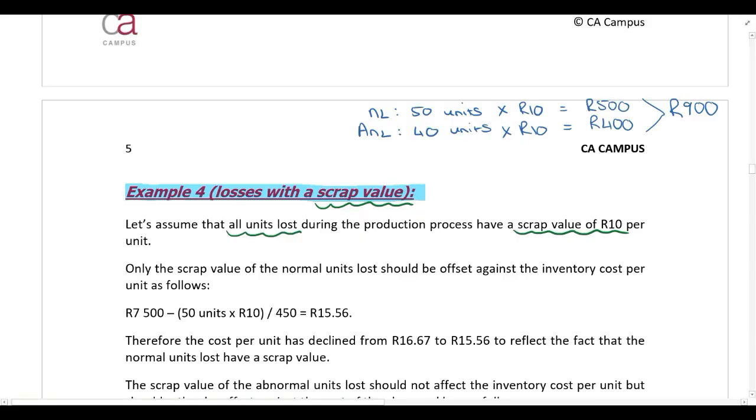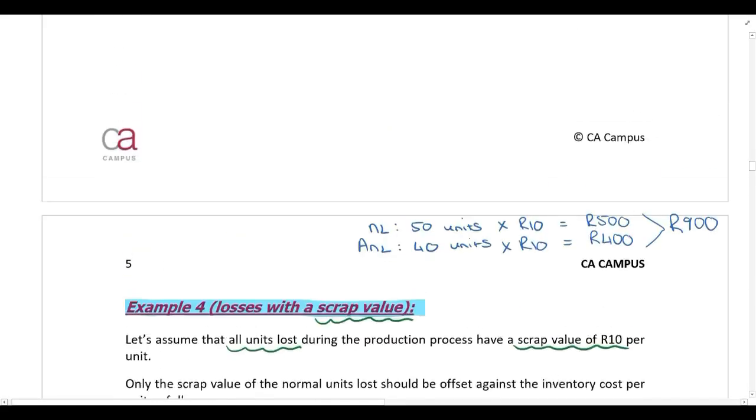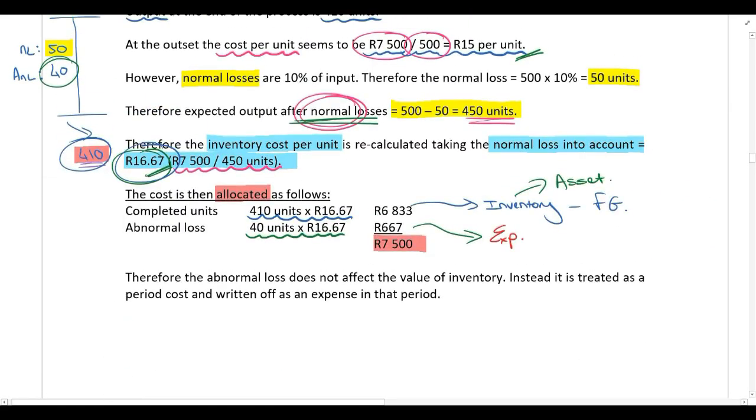Okay, so how do we deal with a situation where these units now have a scrap value? Let's see how it changes my calculation. First, how did I work out my inventory cost per unit in the last example? Remember, I had to take the normal loss into account when I worked out the inventory cost per unit. So I took my total cost of 7,500 Rand and I divided by 450 units because I must take the normal loss into account. That's how I got my inventory value.